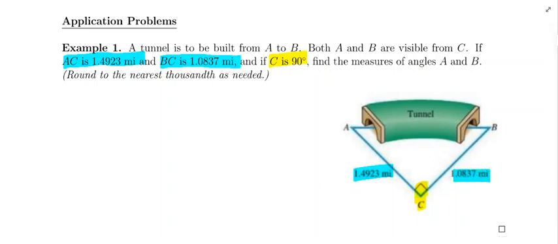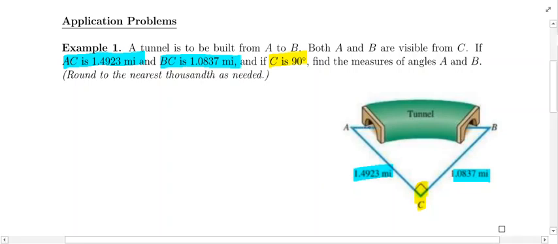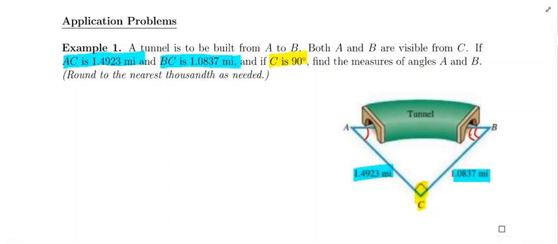And what we need to do in this problem is find the measures of angles A, which is this angle, and B. Okay, they may look very close in measure, but we cannot assume that they are the same measure. So we're going to have to solve for each one separately. Okay, so that is what we are doing in this problem.